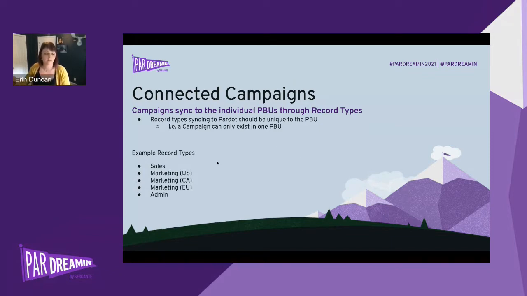So you might have something like this where you have a sales and admin campaign record type, and those don't sync to Pardot at all. And then you've got your marketing record types and one for each business unit. If you try to sync campaigns to multiple business units, your reporting is going to basically be unusable. So I wouldn't suggest trying to sync one record type to multiple business units.